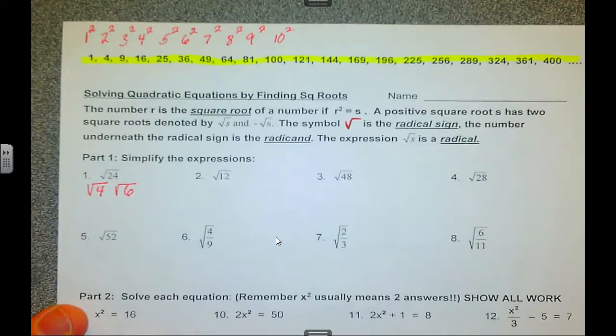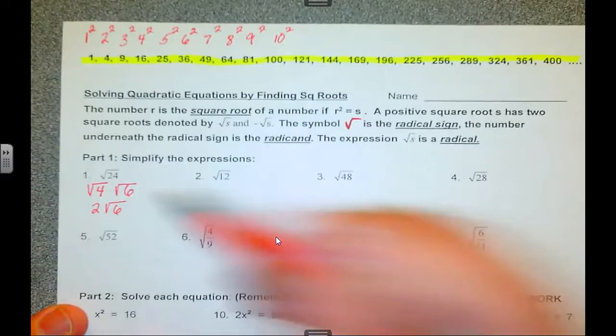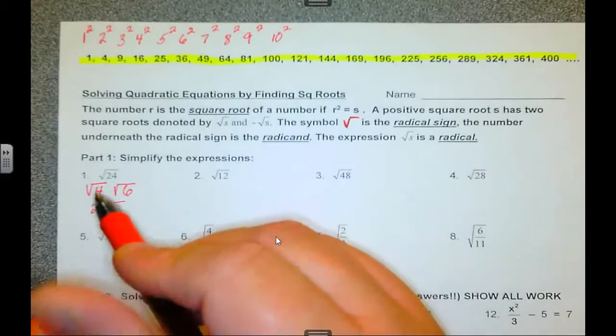This is review. Square root of 4 is 2, and then I have radical 6 left over.